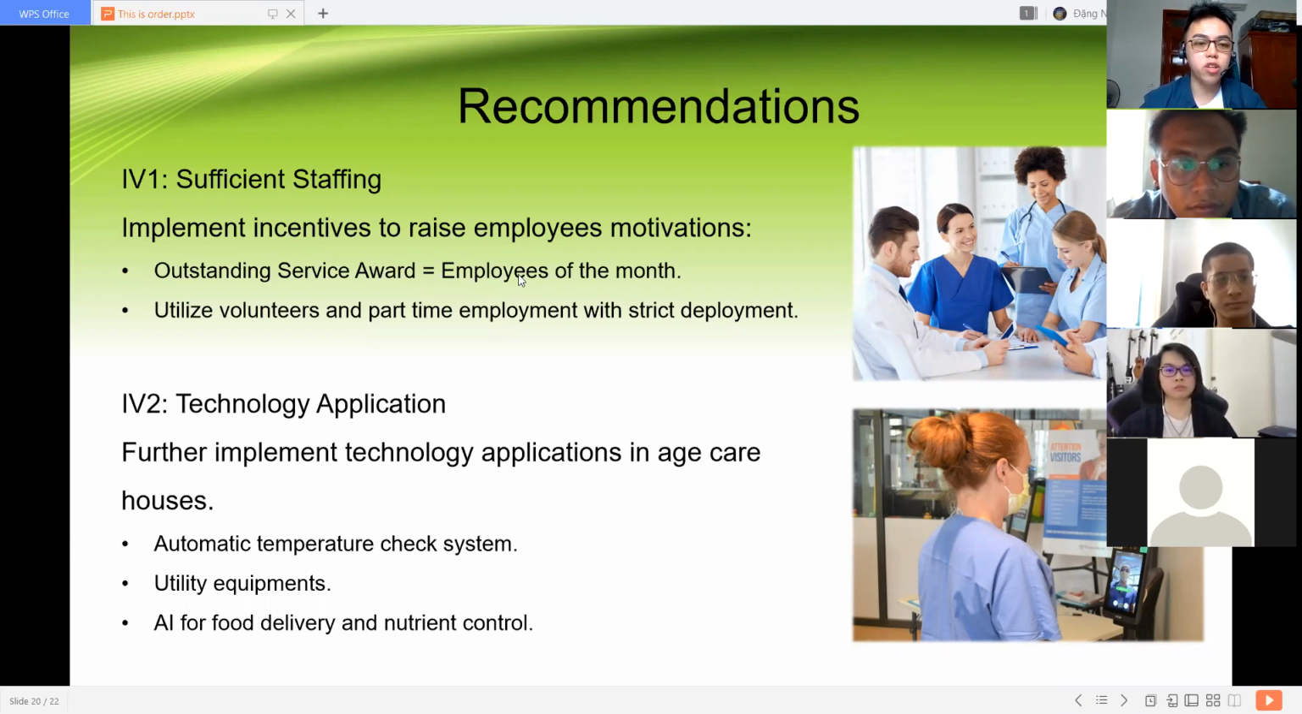For the second recommendation, which is related to technology application, we want them to further implement technology in aged care houses. One trend that we have recognized in aged care houses is that they don't implement the latest technology because they don't have enough money to do that. So here we suggest some very cheap and potentially useful technology that can be used in aged care. For example, an automatic temperature check system, utility equipment such as electronic wheelchairs, or maybe an AI system for food delivery and nutrition control for the patients in the aged care house.